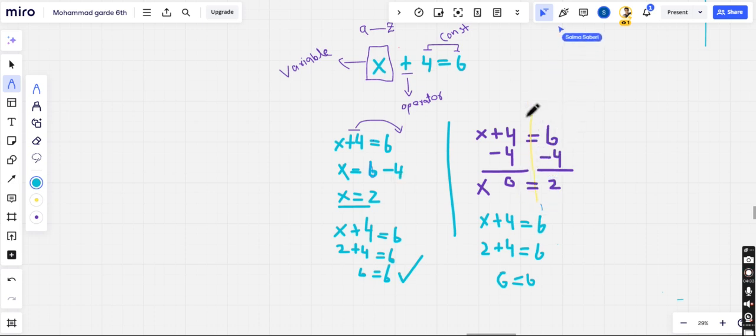And similarly, here you see clearly, the second method is that here we have positive 4, we subtract 4 from here to get 0. And similarly, we subtract the same number from the right hand side. And here you see clearly, we get 2 again. So do you have any question about this?